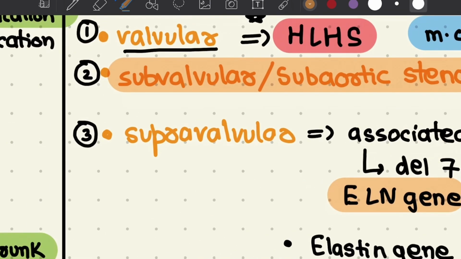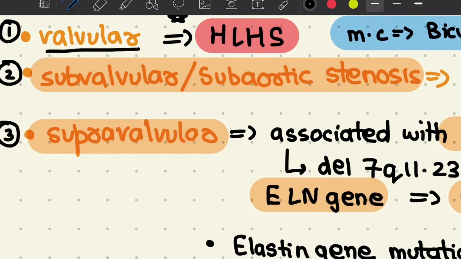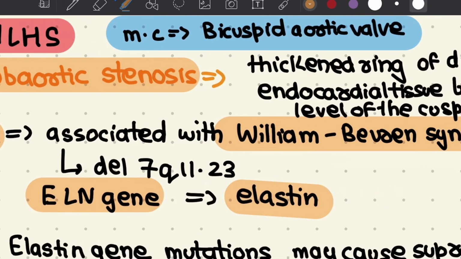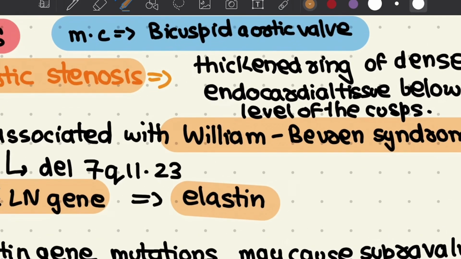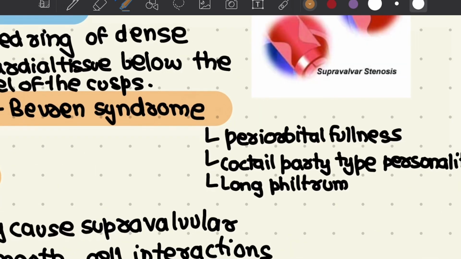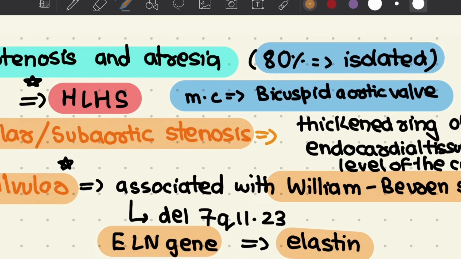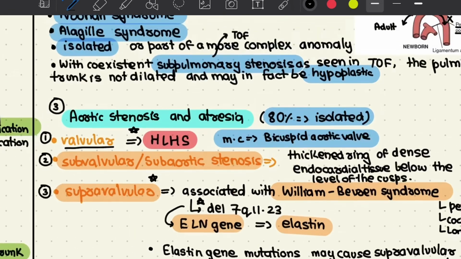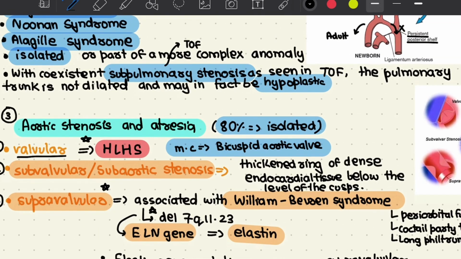And in supravalvular aortic stenosis, these lesions are often associated with a syndrome known as Williams-Beuren syndrome, which is often characterized by periorbital fullness or puffy eyes, long philtrum, cocktail party type personality, supravalvular aortic stenosis, as we are seeing, and hypercalcemia. This syndrome often occurs due to a deletion at the long arm of the 7th chromosome that carries the elastin gene. So elastin gene mutations may cause supravalvular stenosis by disrupting elastin smooth muscle cell interaction during aortic morphogenesis.